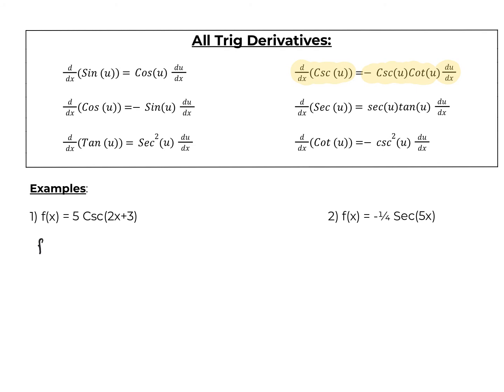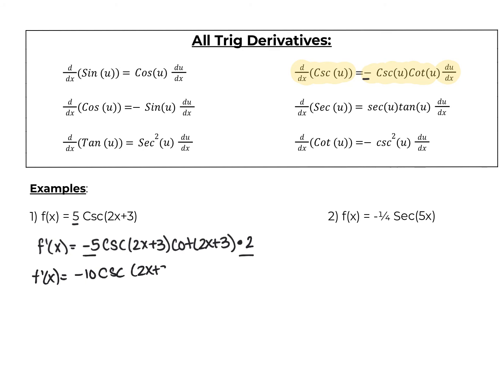So our f prime is, because there's a 5 in front, we're just going to follow that with it. So it's technically a negative because of that negative. So negative 5 cosecant of 2x plus 3 times cotangent of 2x plus 3. But then we have to take the derivative of the inside and multiply it. So the derivative of 2x plus 3 is just 2. So if you wanted to simplify this, you could multiply these two together. So you would get f prime of x is equal to negative 10 cosecant of 2x plus 3 cotangent of 2x plus 3.